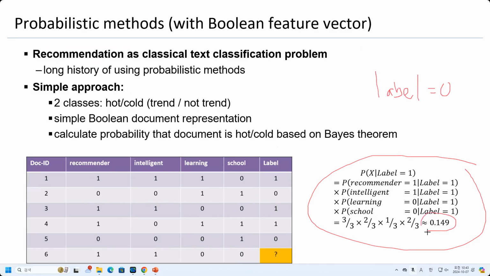Okay. If the probability here is 0.149 for label 1, and for label 0 the probability is less than 0.149, then we decide with the highest probability. Then the higher probability is label 1. But if label 0 is higher than 0.149, then we assign this one to label 0. So the highest probability will be assigned. Okay, that's the way to use the probabilistic method.